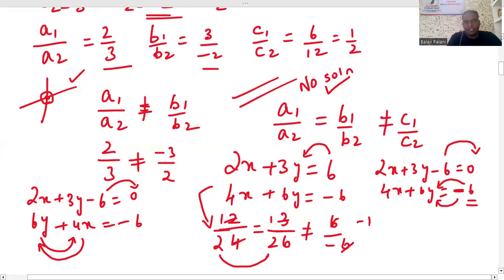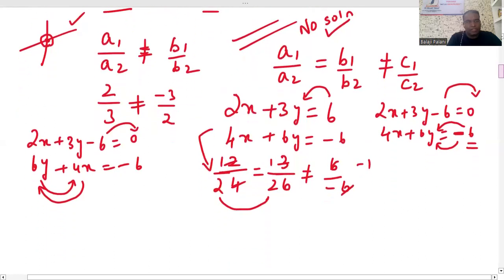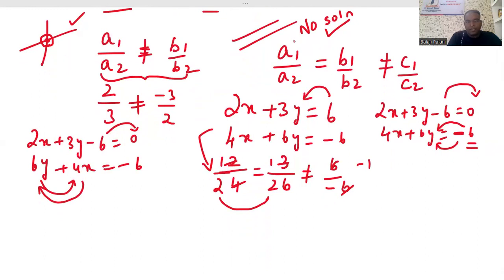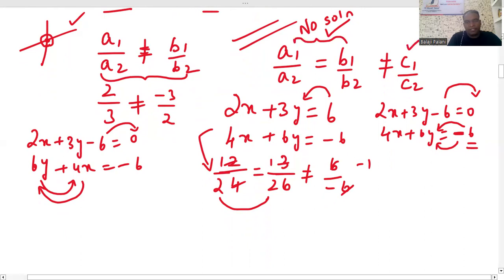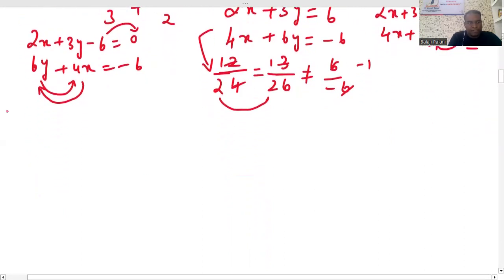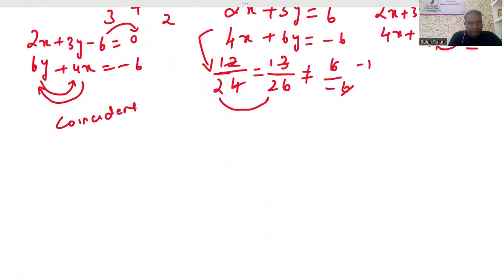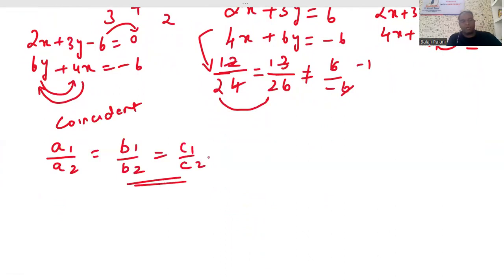The last category we were discussing is coincident lines. In the ratios we saw that for intersecting lines the first coefficients are not equal, and for parallel lines the coefficients are equal whereas the constants are not in the same ratio. The final condition for coincident lines, that is lines lying one over the other, is a1 by a2 is equal to b1 by b2 is equal to c1 by c2. If all are equal, the lines are coincident, one over the other. We call this infinitely many solutions.